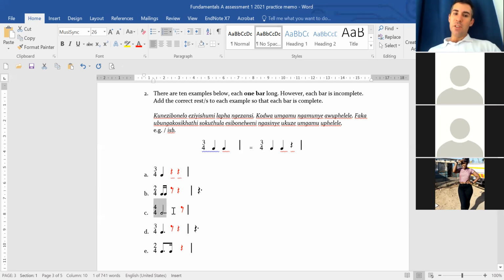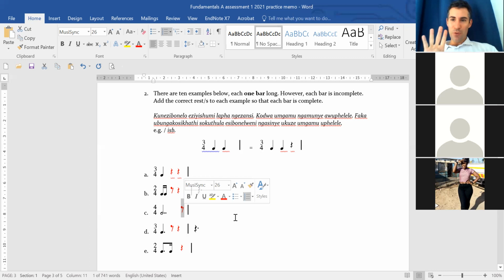Right, now let's go back to C. 4-4. What does 4-4 mean? 4 beats in a row. Correct. Okay. How much is a double dotted minim worth? 3.5. Good. So what do we still need to finish it? Just a half. 3.5 plus a half is equal to 4.